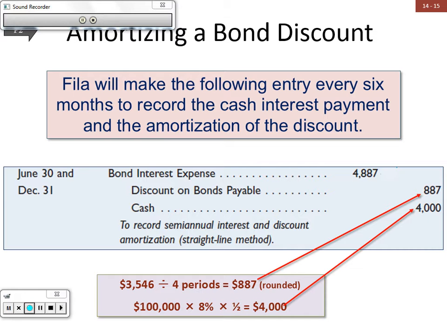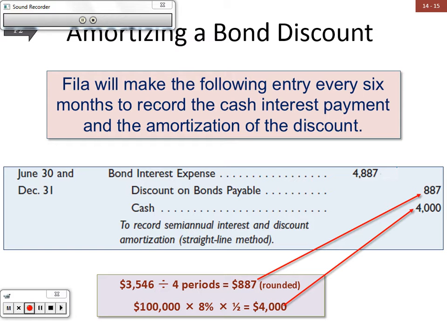But because it's being amortized, because there is a discount involved, we're showing the total bond interest paid was $4,887. Discount given was $887 for that first and second interest payment for the year. Cash, $4,000. Does everybody understand this? Notice the $4,000. Now, this is just, it's showing June 30th and December 31st, but it's really one payment.